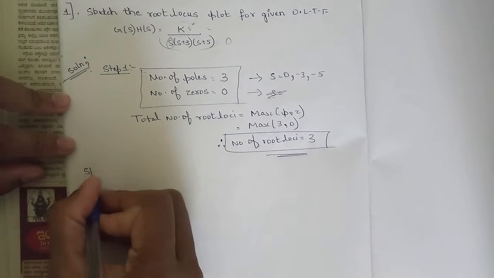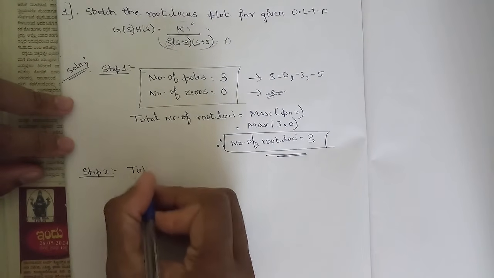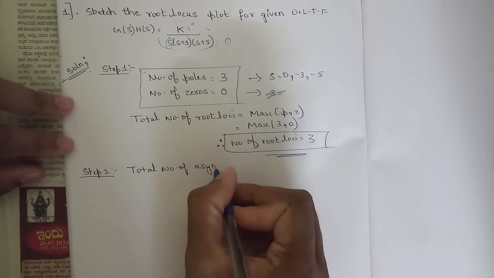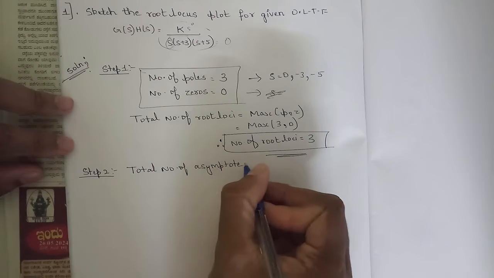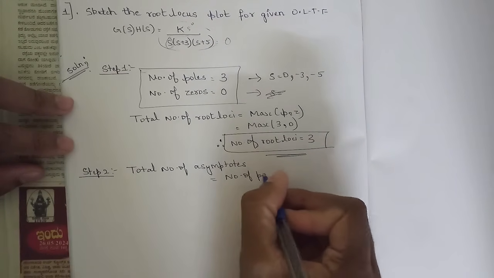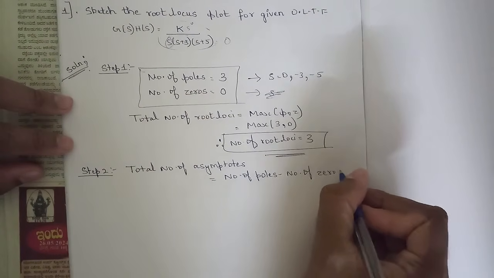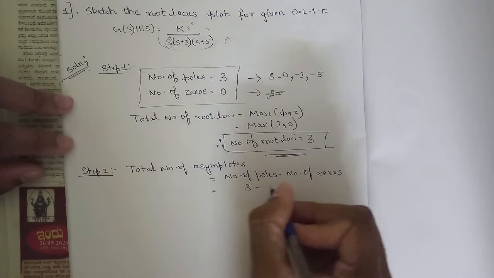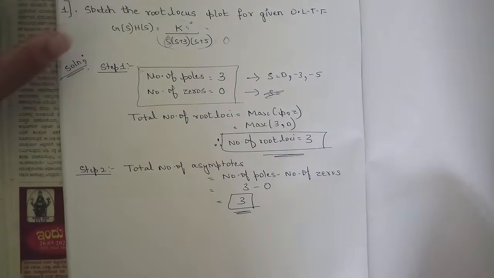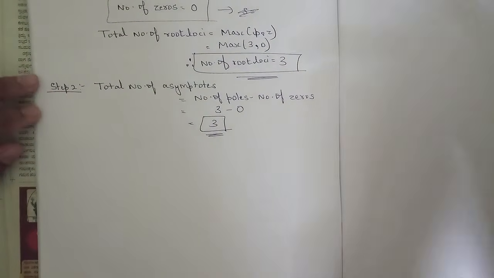Now let's see what the second step is. Step number 2: we need to find the total number of asymptotes. The formula for that is number of poles minus number of zeros. The number of poles is 3 and the number of zeros is 0, so the total number of asymptotes, that is the total number of straight lines, is 3 in this particular problem.